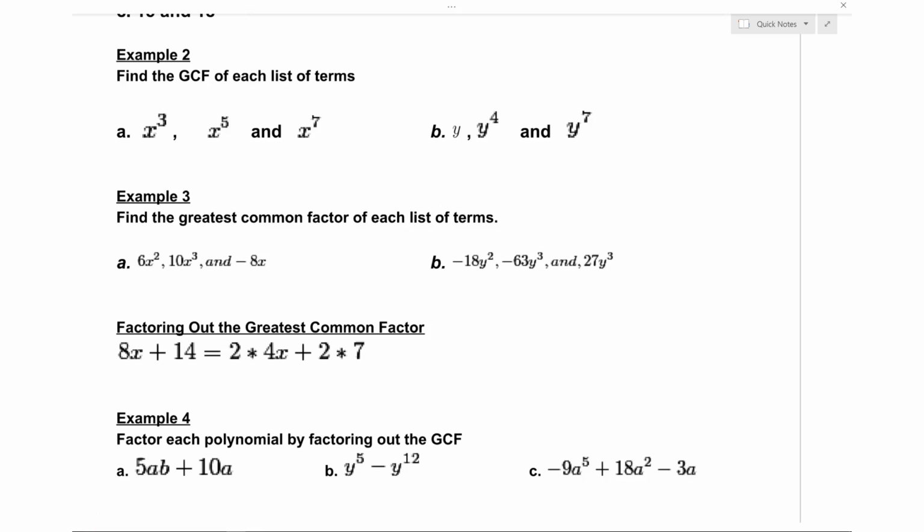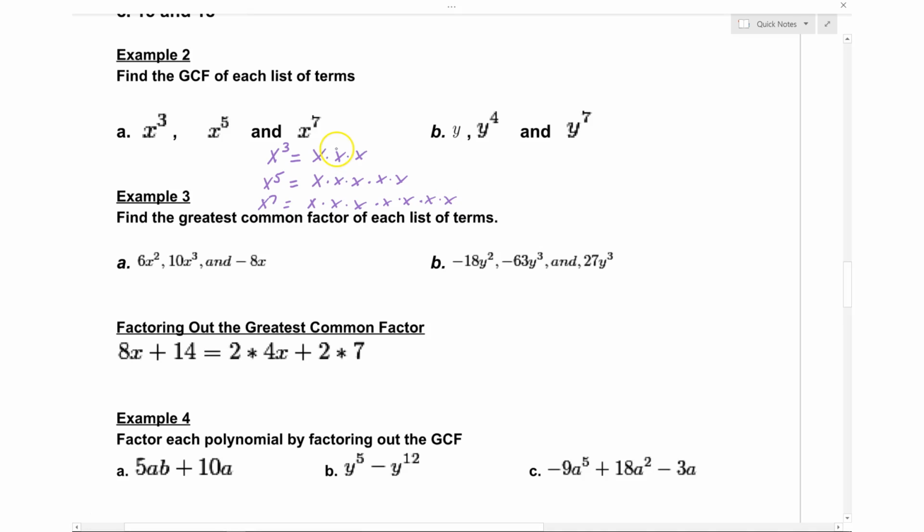You can also find the GCF of terms. For example, we know that x to the third in factored form is x times x times x. And x to the fifth in factored form is x times x times x times x times x. And we have x to the seventh. And so those are our expressions in factored form.